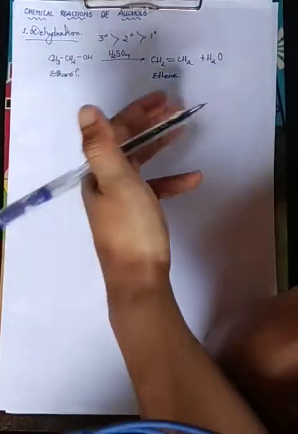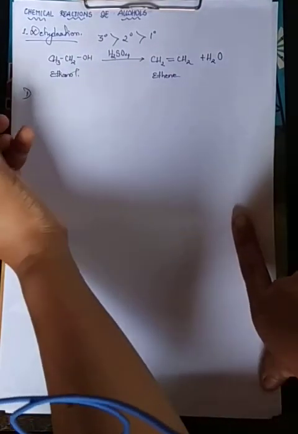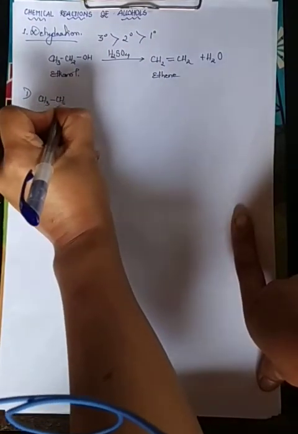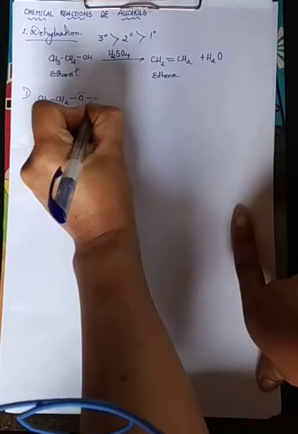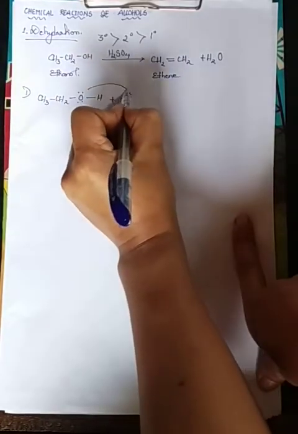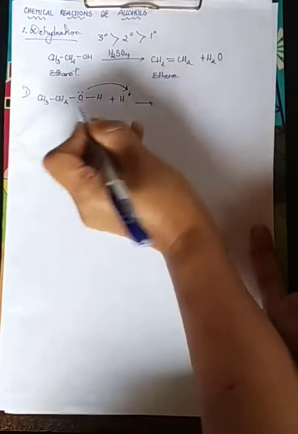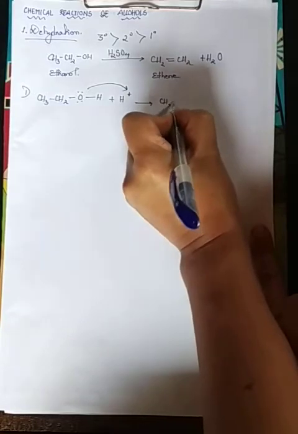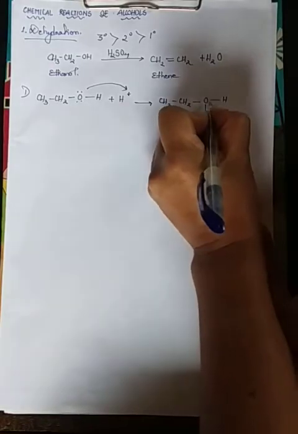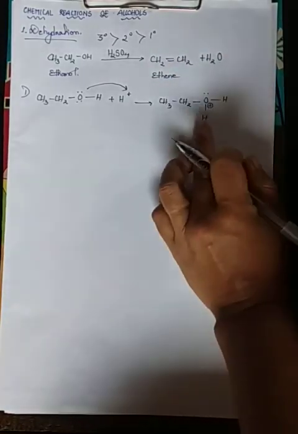Now, let's check out the mechanism to see how the reaction proceeds in the dehydration of alcohols. In the first step, it is the protonation of our alcohol. The alcohol is protonated by our acid, CH3CH2 R-O with H plus. Now our alcohol is protonated, and then we'll be getting CH3CH2. This is our protonated alcohol.